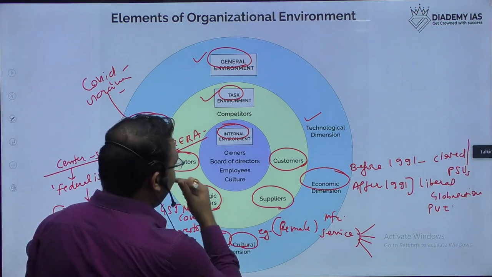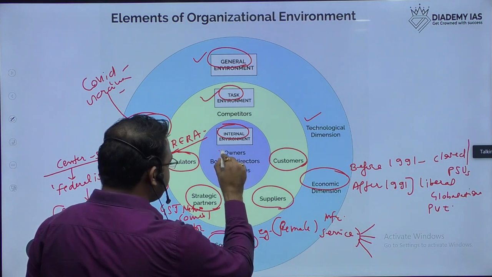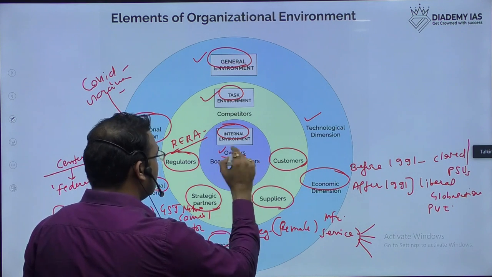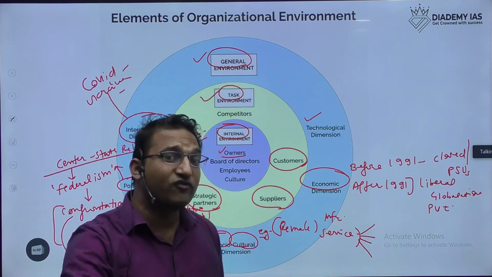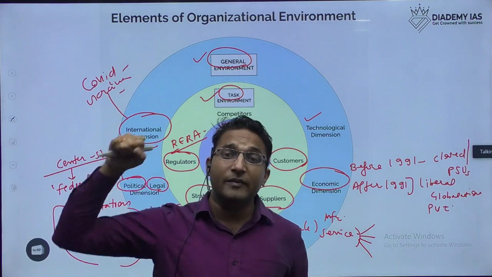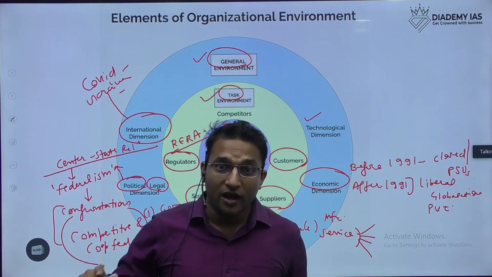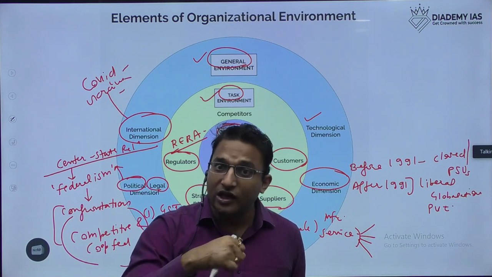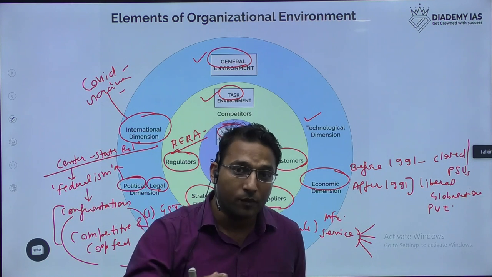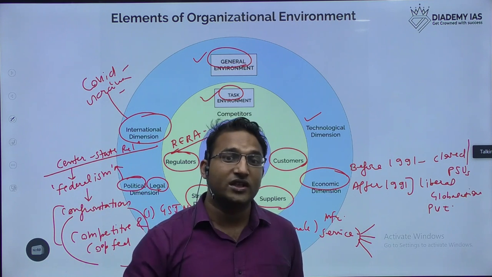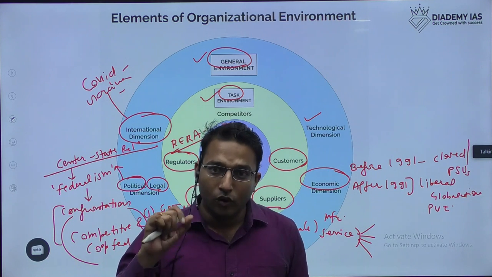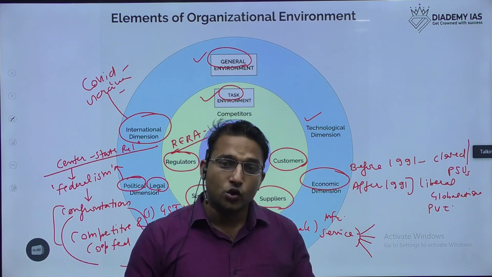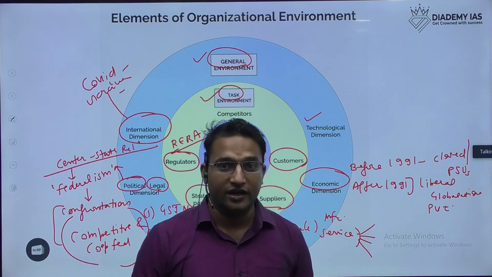And then comes the internal environment. Internal environment like owners. Now the owners include not only the domestic owners, but also the foreign owners, because FDI is coming into India. So now foreign owners can also be there. They have their own values, maybe innovation, maybe more process oriented, maybe more efficiency oriented, more transparent, more accountable. So the organization has to bring the culture accordingly.